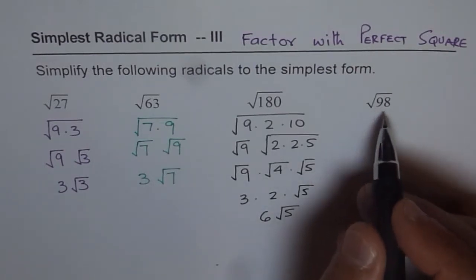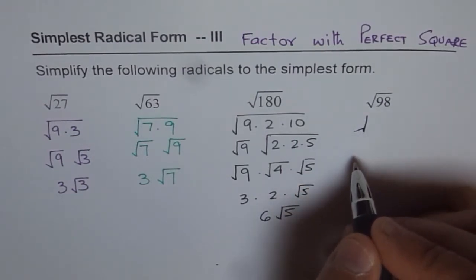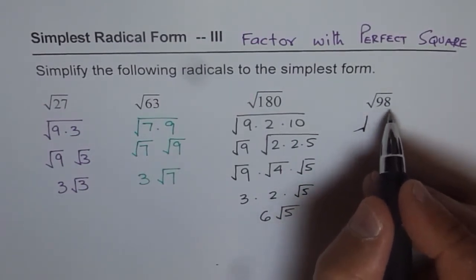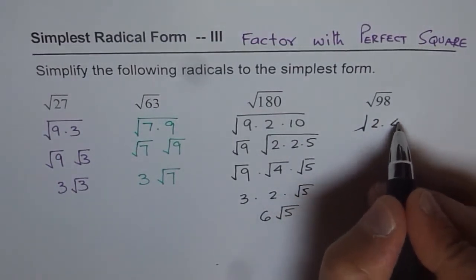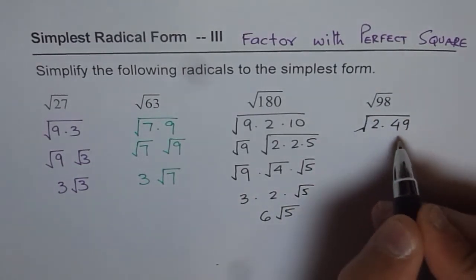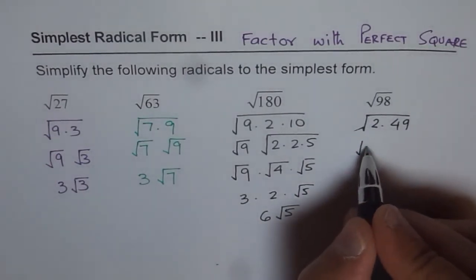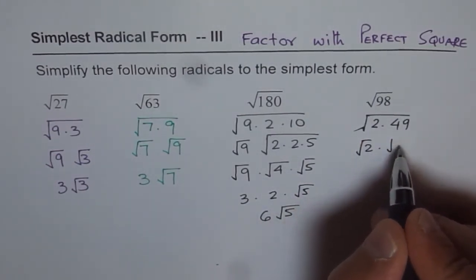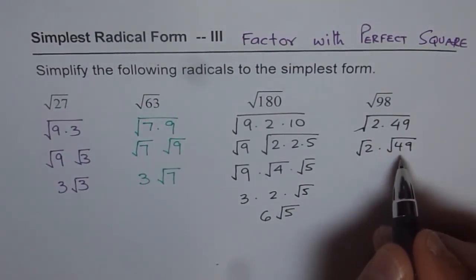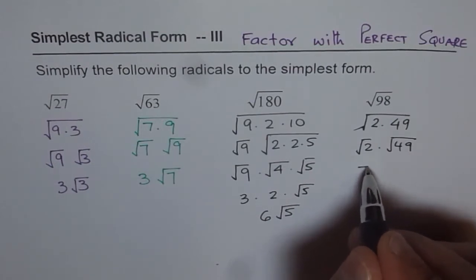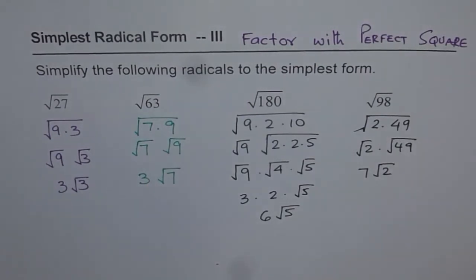Now let's do 98. So what is 98? Factors of 98, well, it's an even number. We can divide by 2. So 2 times what is 98? 2 times 49. Well, fortunately 49 is a perfect square. 7 times 7, right? So we can write this as square root of 2 times square root of 49. Well, this step is not very necessary. Now you know you could directly write here 7 square root of 2, correct? So that is how we can factor these terms.